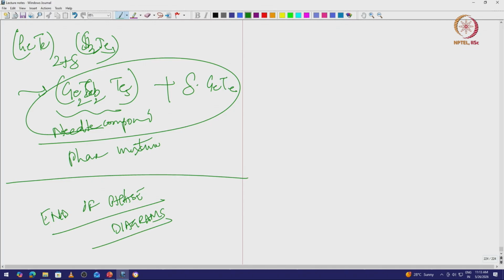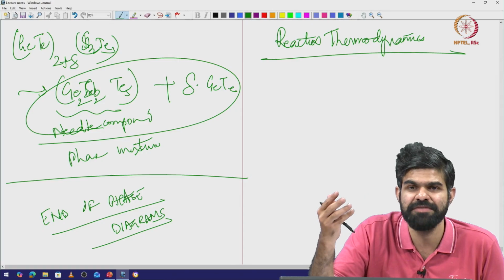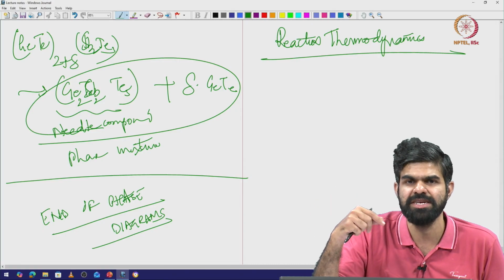Okay, and begin our discussion on what is called reaction thermodynamics. So, like I said, ideally any thermodynamic process, I can see it as either a phase transition or some kind of a chemical reaction. So, phase transitions we have seen, and we have seen how to construct the phase diagrams and then look at these phase transitions.